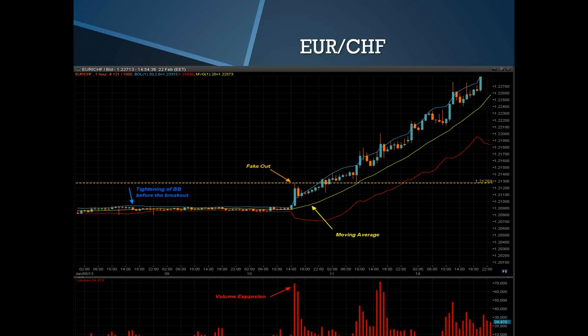All right, so I'm going to show you how. Here we have a tightening of the Bollinger Band before the breakout. The breakout was somewhere here. Then we saw that it moved highly up, but to be honest, it was a fake out. So what you need to do is not rely on that.